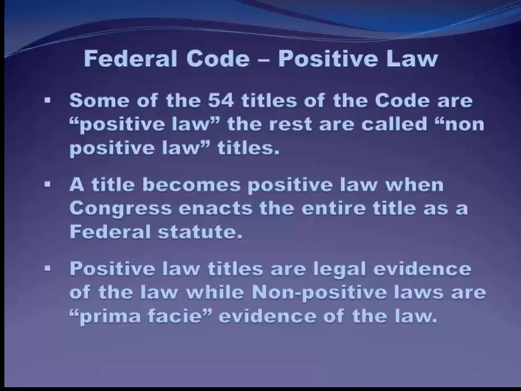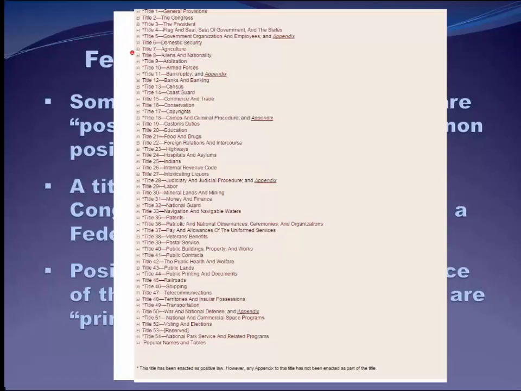If you want to see which laws have been enacted into positive law, you can go on to the Office of Law Revision Counsel website. That's the organization within the federal government that splits the session laws up and puts them in the code. And here is their website. There you can see which titles have been enacted into positive law. Those titles have an asterisk next to them.